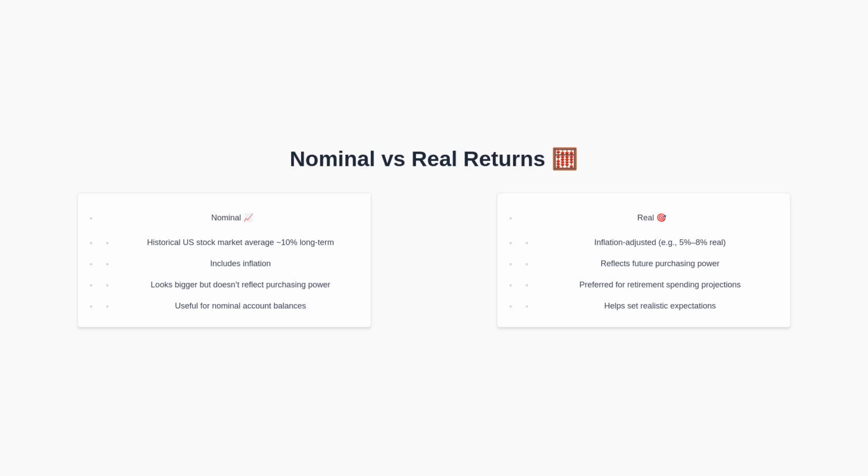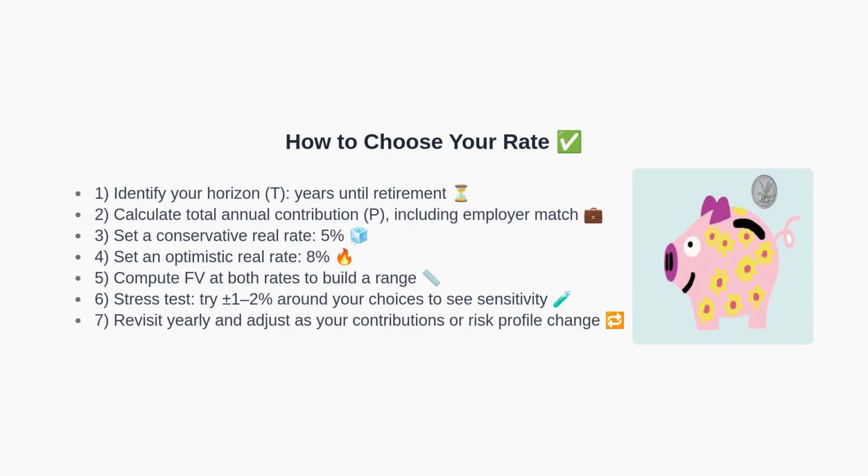Now that we have that distinction, let's define a step-by-step method to choose your rate. To choose your rate, begin by identifying how many years remain until retirement. Then compute your total annual contribution including any employer match. Next, set a conservative real rate at 5% and an optimistic real rate at 8%. Compute the future value at both rates, creating a realistic range. Conduct a sensitivity check by varying the rate by 1 to 2 percentage points. Finally, revisit these assumptions annually and update your inputs as your situation evolves.